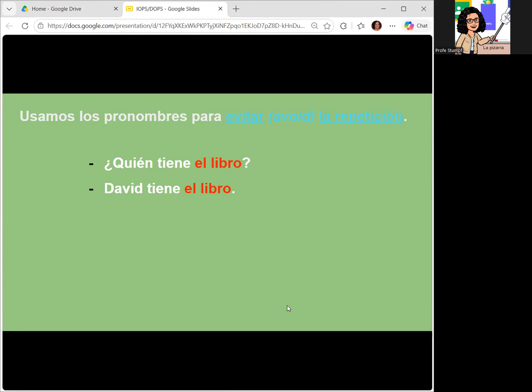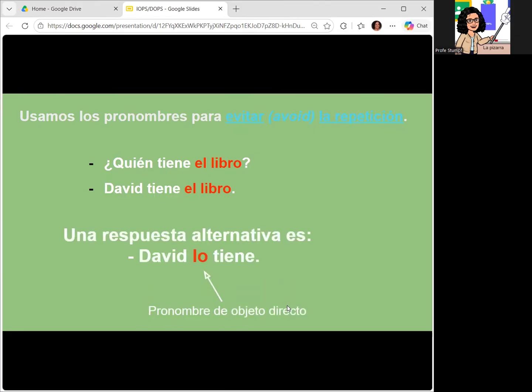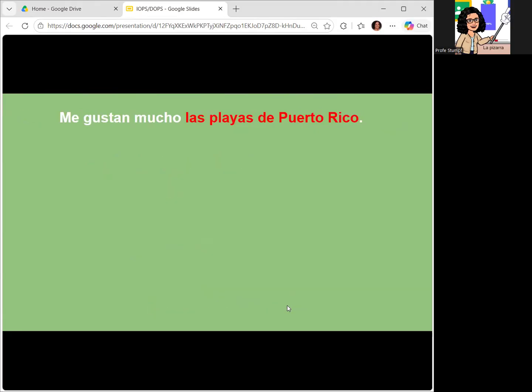So let's look at some examples. ¿Quién tiene el libro? David tiene el libro. And el libro would be the direct object. So we would answer shorter, like the shorter answer would be David lo tiene. And el libro gets replaced with lo, which is a singular masculine direct object pronoun.